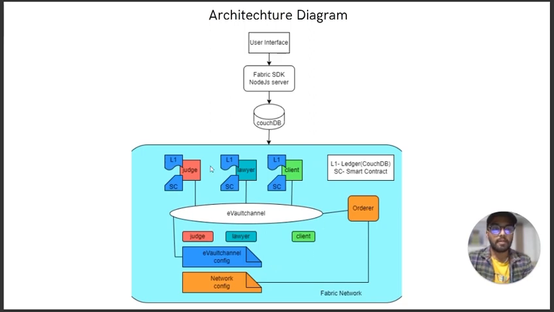This is a Fabric network and above is the user interface. Firstly we'll start with the user interface. The user interface is made with the help of React.js and it will be connected to the Fabric SDK. Fabric SDK holds our whole blockchain network, and the backend is made using Node.js, and it will be connected to a CouchDB. CouchDB is a distributed database which is recommended by Hyperledger Fabric.